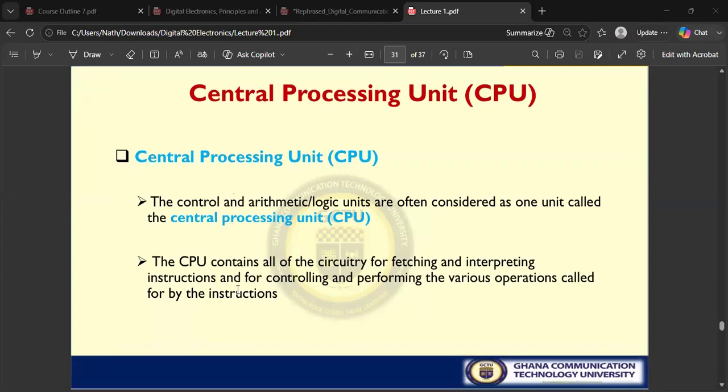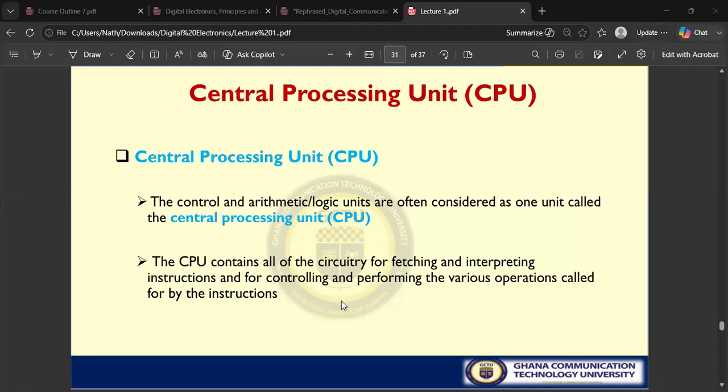And then the CPU contains all the circuitry for fetching and interpreting instructions. So the control unit is the one that fetches the information or the instruction from the memory and then decodes what it means before sending it to the arithmetic logic unit, where mathematical manipulations are done. Then you see the results at the output.